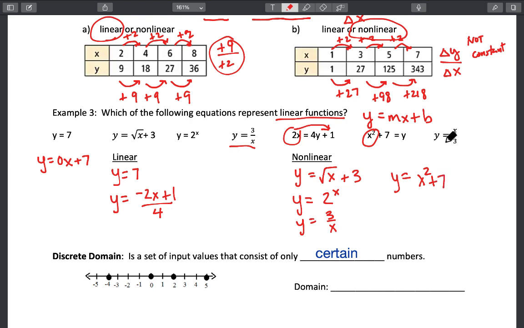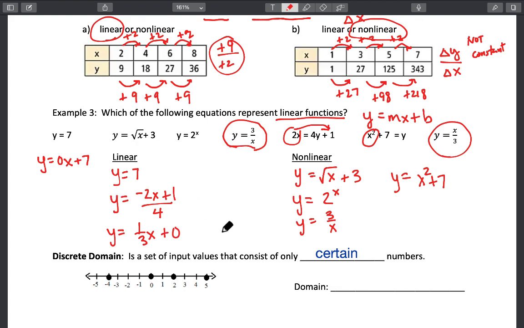And finally, we get y equals x divided by 3. And now you might be thinking this y equals x divided by 3 is the same as this y equals 3 divided by x. However, you can rewrite this as y equals 1/3 x plus 0, which does make it a linear equation.